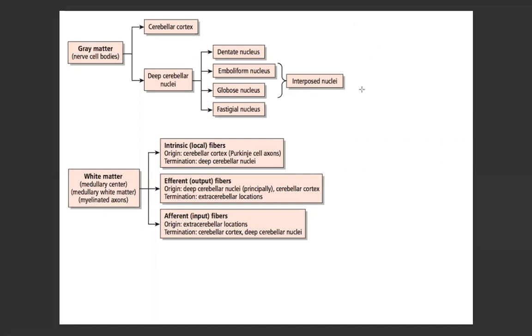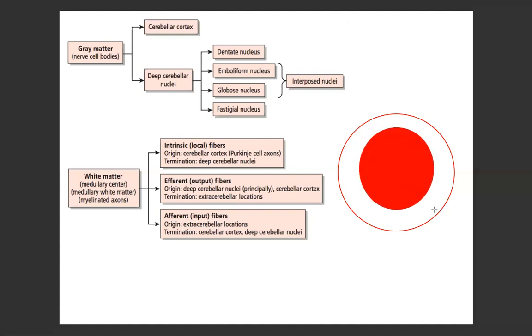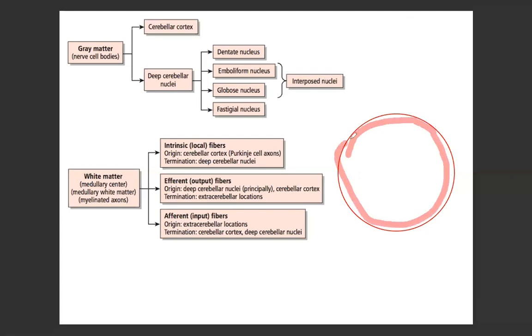If this is the cerebellum, let me draw a picture. If this is the cerebellum, we have the cortex on the outside all around, and the white matter in the middle. The cortex is gray matter. There's another gray matter that's inside the white matter, deep inside, called the deep cerebellar nuclei.